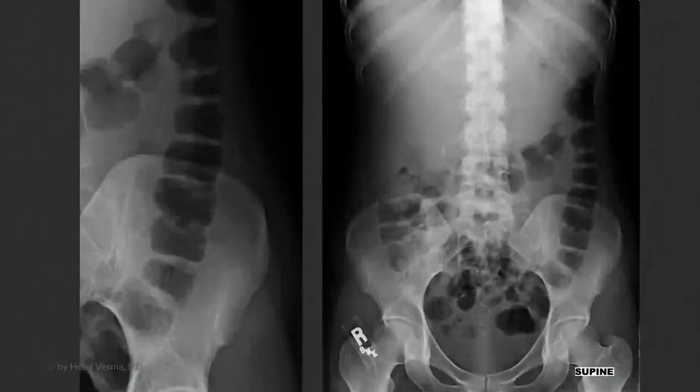This is another example of the large bowel, again seen predominantly in the periphery of the abdomen. And you can see air within small pieces of small bowel seen more centrally.